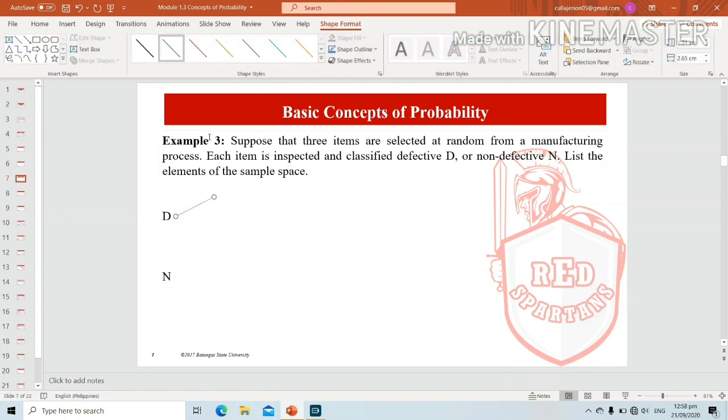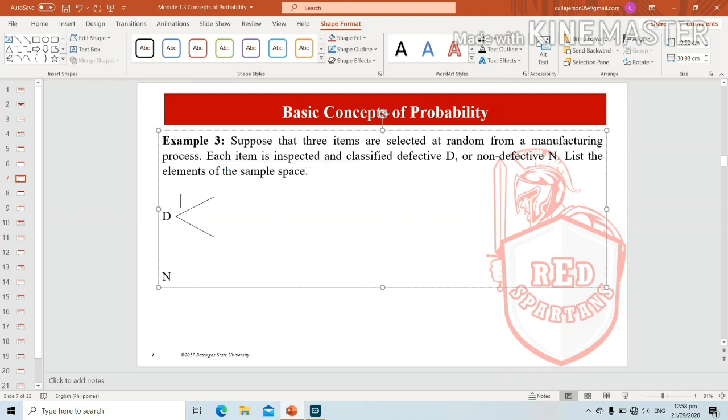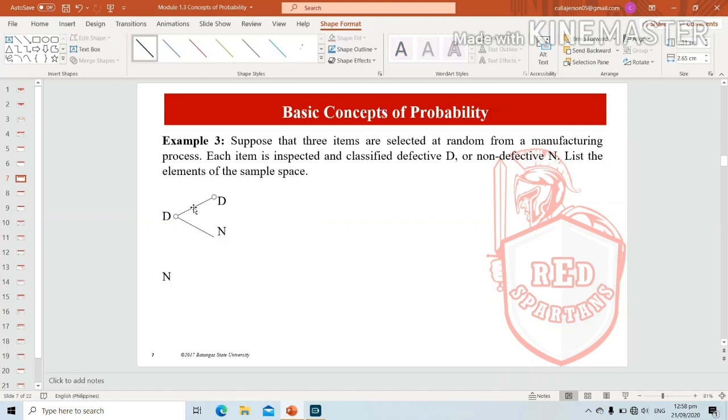So gawa tayo ng tree diagram. So si defective item, pwede siyang i-classify as defective or non-defective. Then same to non-defective, pwede siyang maging defective or non-defective. So para yun sa second item natin.